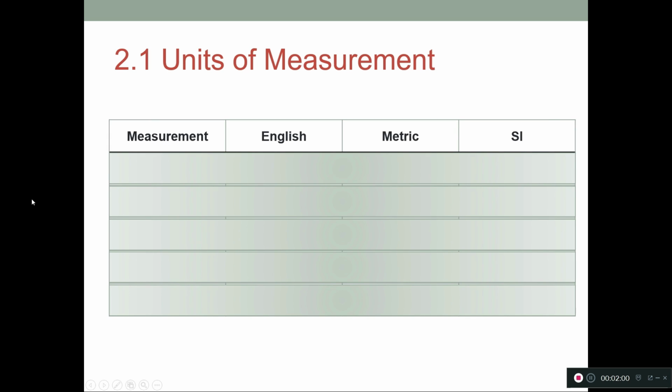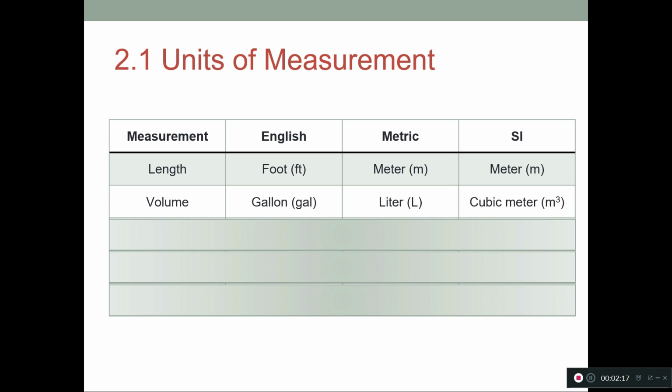And so in the English system, for length, the base unit is usually the foot. In the metric, it's a meter. SI units, which are in metric, sometimes have a somewhat different base unit. But with length, the metric base unit is meter, and the same for SI. For volume, in English the gallon is the base unit, the liter in metric, and the cubic meter in SI. As you can see, especially in a chemistry lab, a cubic meter is quite big, and so that would not be very useful in a chemistry lab. But in SI units, quite often for reasons used in physics, the cubic meter is the base unit.